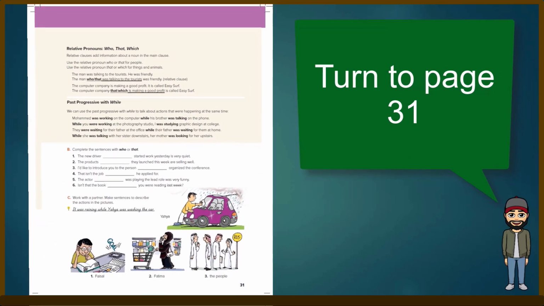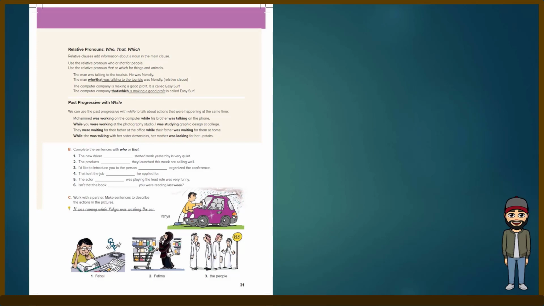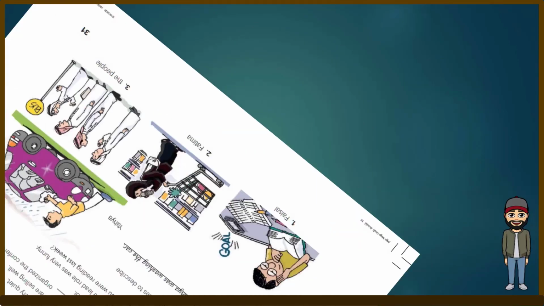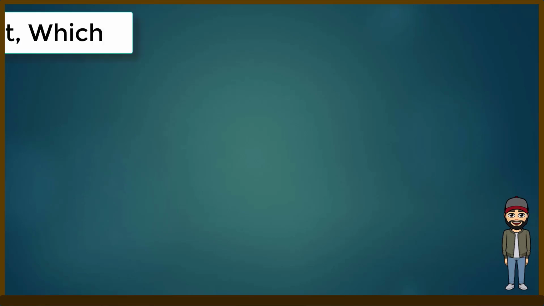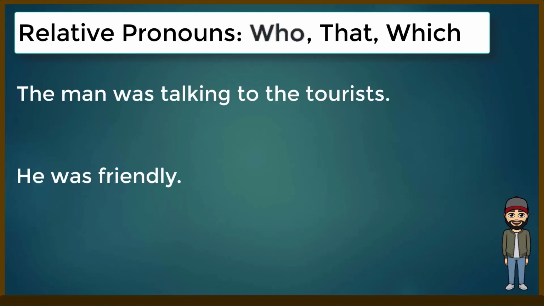Turn to page 31. انتقل إلى الصفحة 31. Relative pronouns who, that, which. ضمائر الوصل who, that, which.